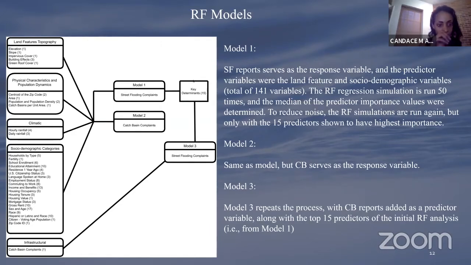And then for the socio-demographic categories, some of the categories that might have been important was commuting style. We have race, we have income, English speaking, and whether you own a house or not, and we have more. And then for infrastructure, we use catch basin.